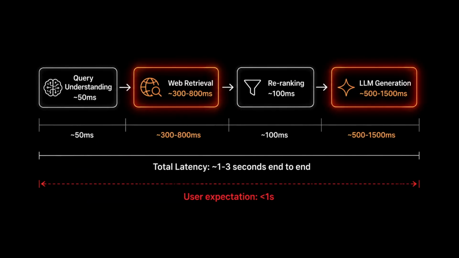One of the biggest engineering challenges in AI search is latency. Users expect search to be instant, but look at what's happening. You're chaining multiple network calls, a re-ranker, and an LLM generation all in one sequence.